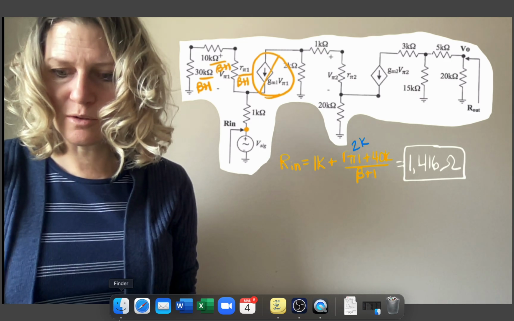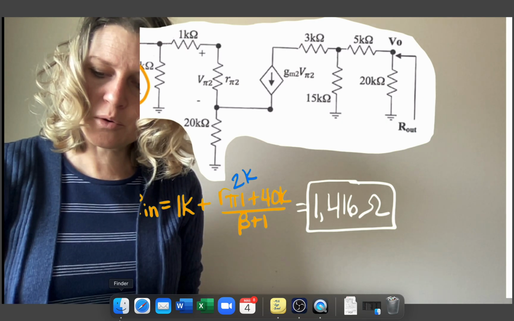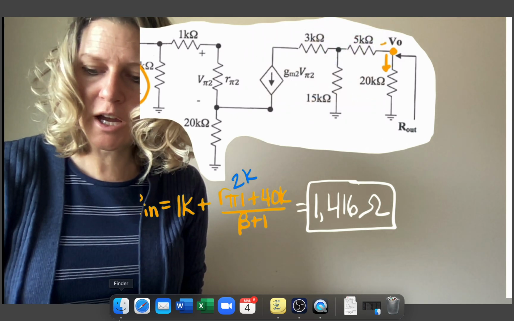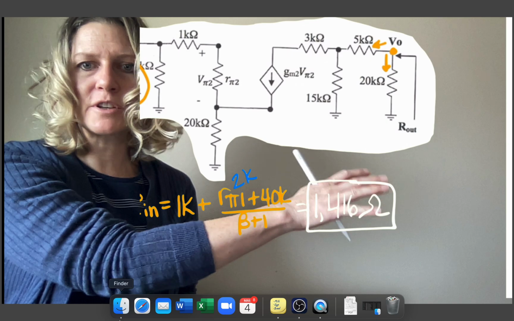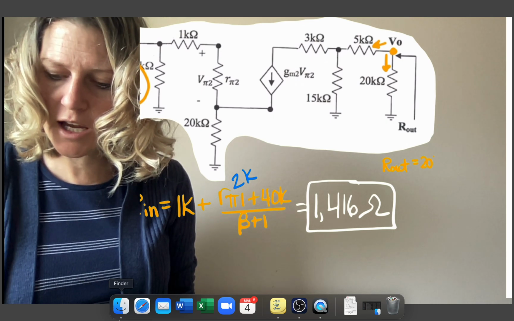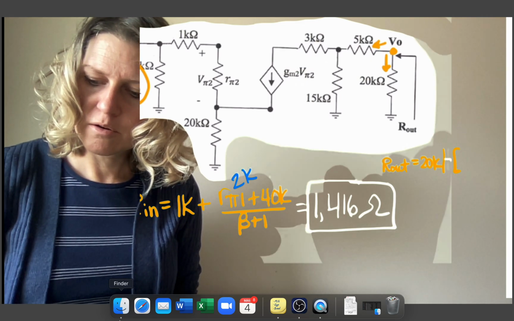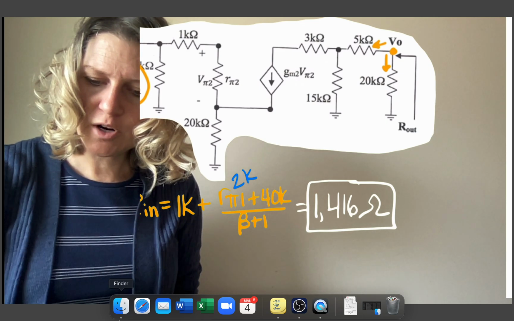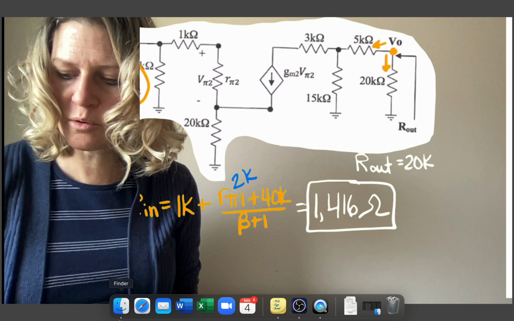Our Rout value is again going to be from the node we're looking at to ground. And so we have different branches from this node itself. So we have two splits here. So we're going to have 20K in parallel to everything on the left of the Vout node. So our Rout is going to be 20K in parallel to whatever is in that branch. Hard to read, so I'm changing this to white. So our Rout is 20K in parallel with that branch.